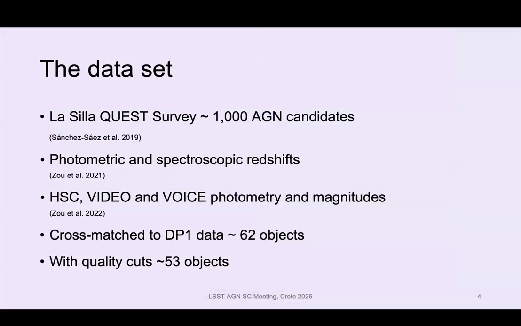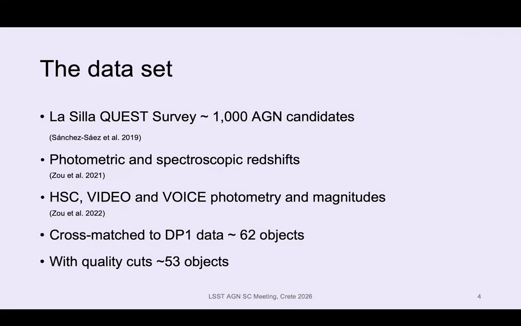So for this work, I initially took a variability-selected sample from LaCierQuest in the ECDFS field, so I've got about 1,000 candidates to work with. I then cross-matched this to the Zootel catalogs to get some photometric and a couple of spectroscopic redshifts. Additionally, I also took some HSC and VOICE and VIDEO magnitudes for comparison from the Zootel photometry catalogs.